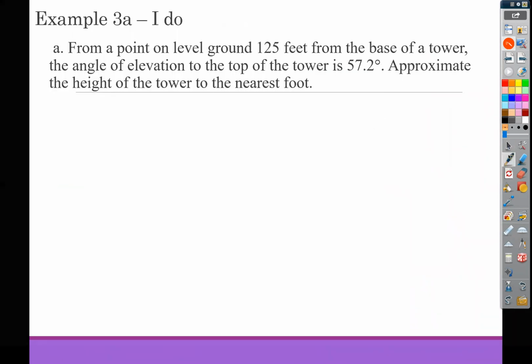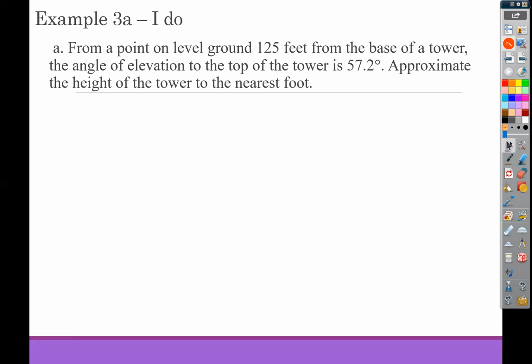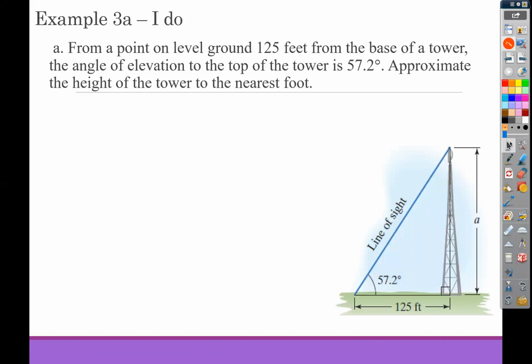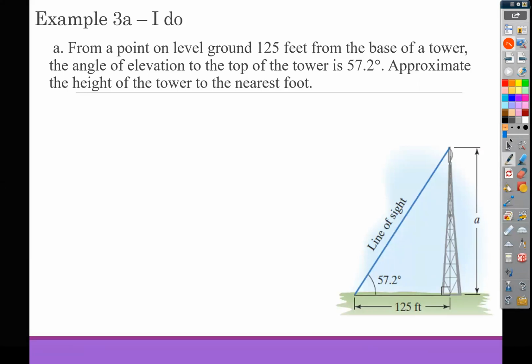So in number 3A, it says from the point on ground level, 125 feet from the base of the tower, the angle of elevation to the top of the tower is 57.2 degrees. Approximate the height of the tower to the nearest foot. So we have this picture, okay? The angle of elevation, so you're on the ground looking up, is 57.2. We want to find this, okay?